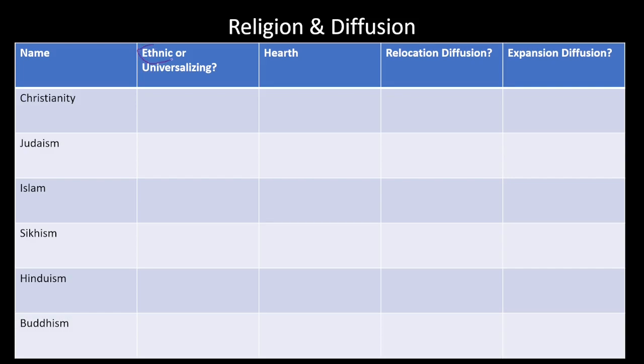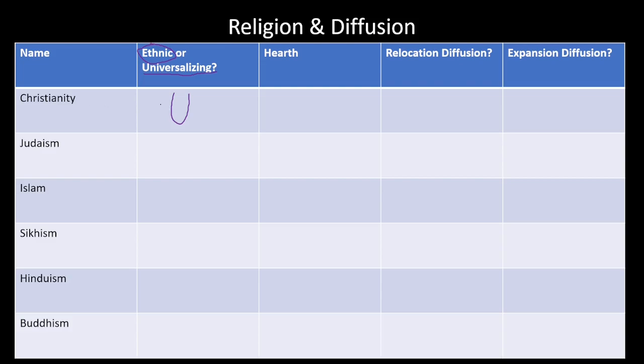So an ethnic religion is a religion that does not seek to convert other people. When it diffuses, it's primarily through relocation diffusion, meaning it does not really grow in numbers that much. So if we see a religion like Christianity growing a lot, what is it going to be, ethnic or universalizing? Not ethnic. It's going to be universalizing. It seeks converts. Missionaries are a huge part of Christianity and other universalizing religions. It grows a lot through expansion diffusion, but also relocation diffusion as well.